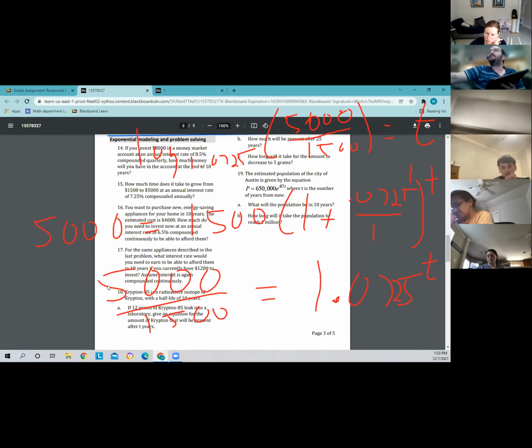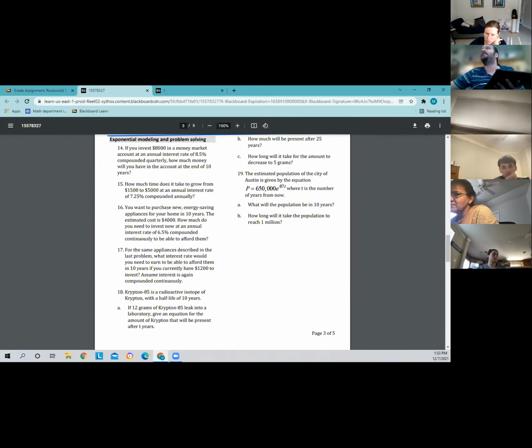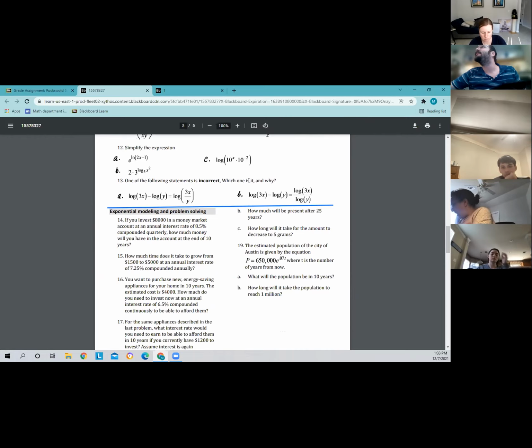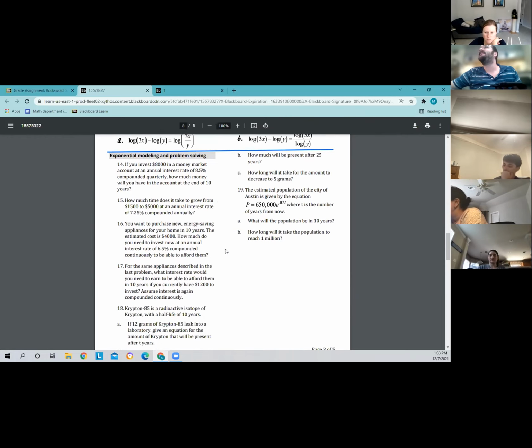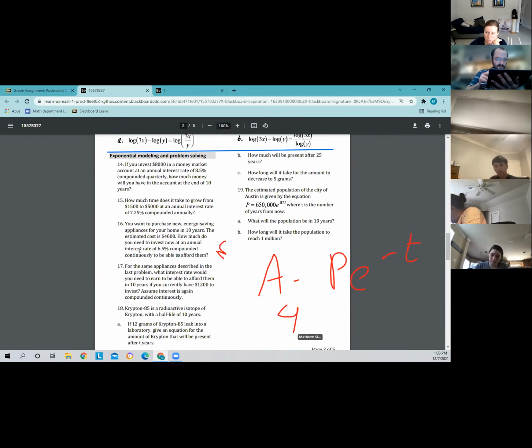Questions about this one? All right, we got to finish this one off and then we got to get to the other stuff sometime today. 19 was the other one, I believe. 16, 19. Oh, this one is continuously. So which formula am I going to use for this one? The PERT formula. Perfect. 4,000, I believe. No, 4,000 is your A, I believe.